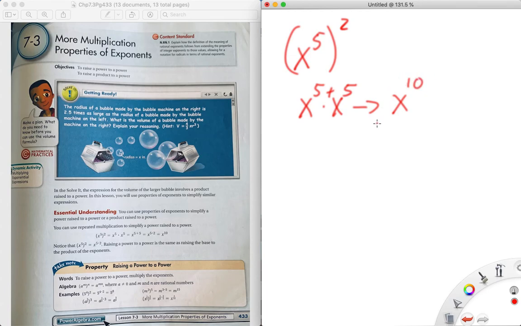This happens all the time, so much so that they came up with a rule for it. Instead of expanding it out and adding all the exponents, what you can do is whatever is outside the parentheses multiplies inside the parentheses, so this is x to the fifth times 2, which gives me x to the 10th. So x to the fifth raised to the second power is the same thing as multiplying the 2 and the 5 to get x to the 10th. And that is what happens when you raise a power to another power: you multiply the exponents.